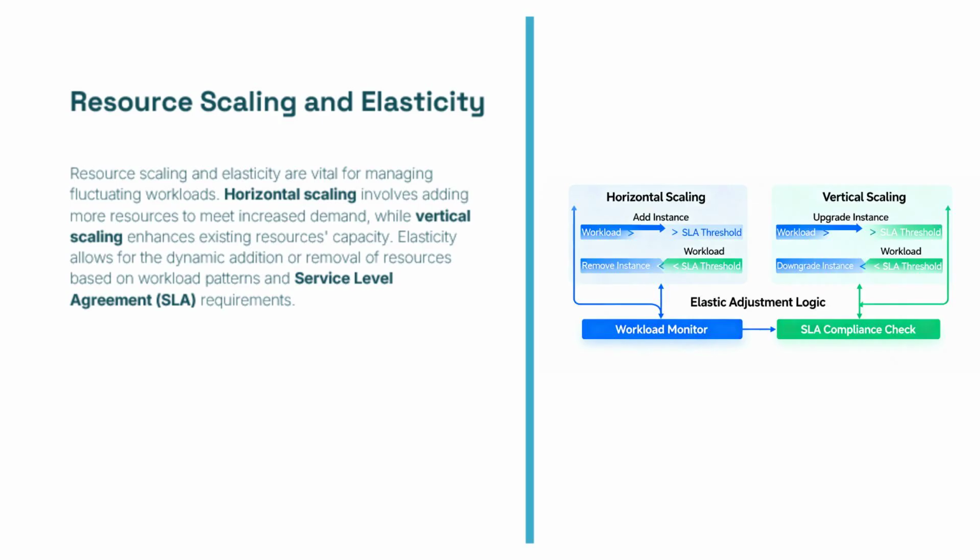Resource scaling and elasticity. Dynamic resource management also encompasses resource scaling and elasticity to handle varying workloads and application demands. Scaling horizontally adds more resources to handle increased demand, while scaling vertically enhances the resource's capacity, for example, increasing CPU or memory. Elasticity enables the dynamic addition or removal of resources based on workload patterns and SLA requirements.